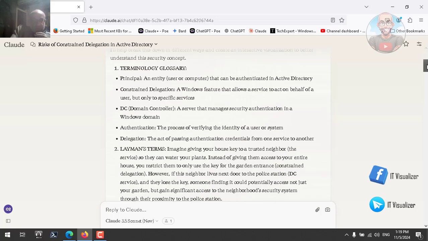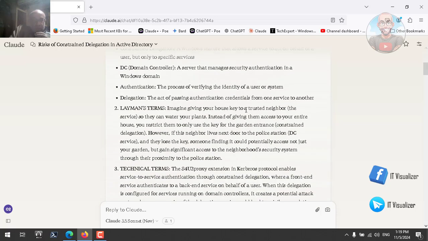Then let's explain the concept. Imagine giving your house key to a trusted neighbor, the service, so they can water your plants instead of giving them access to your entire house. Okay, so this is a good one. You restrict them to only use the key for the garden entrance. Constrained delegation. However, if this neighbor lives next door to the police station, the DC service, and they lose the key, someone who finds it could potentially access not just your garden, but gain significant access to the neighborhood security system through their proximity to the police station.